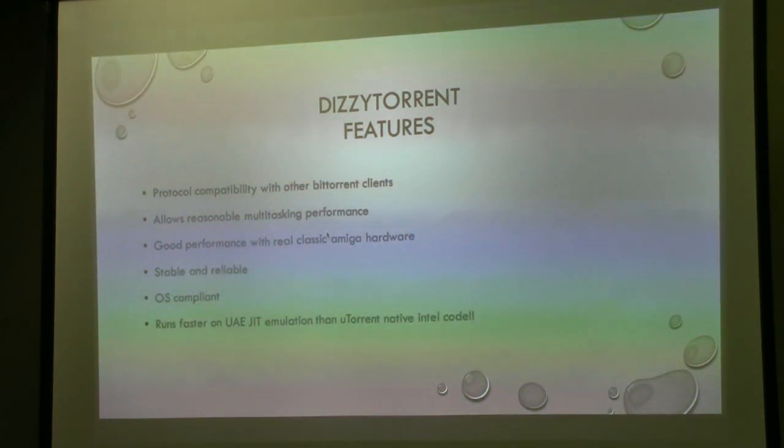I don't know if it's because uTorrent has advertisements and stuff, so that could be part of it, but this is really optimized. It needed to be optimized to be able to perform. And unlike the developers of uTorrent, I had the advantage of a really old computer to try to make it run on, whereas they were running it on more modern machines, so it's less obvious. But this thing will download faster than uTorrent on the exact same hardware running under Amiga emulation.